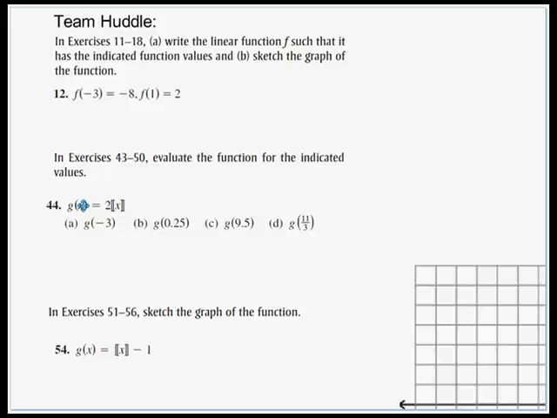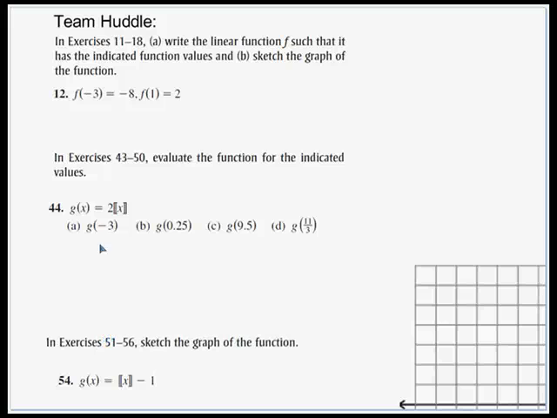For number 44, evaluate the function at the indicated value. So you're just plugging in those values, rounding them down, and multiplying by 2. The last one here is graph the step function. That should be kind of easy since we have the y-intercept right there. So let's pause the video, try the problems, and fire her back up.